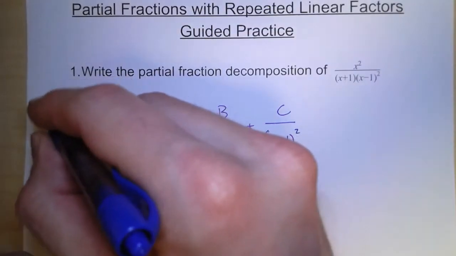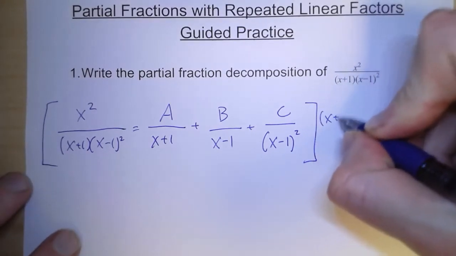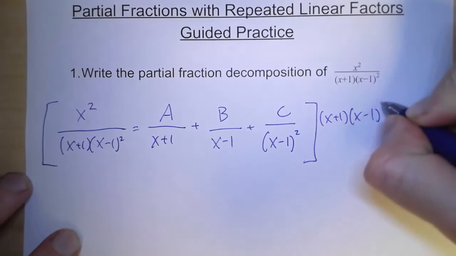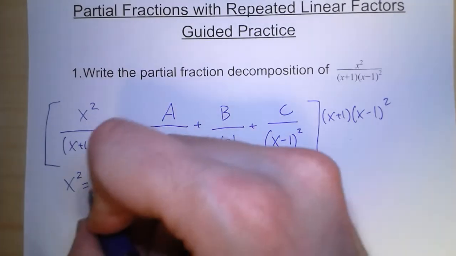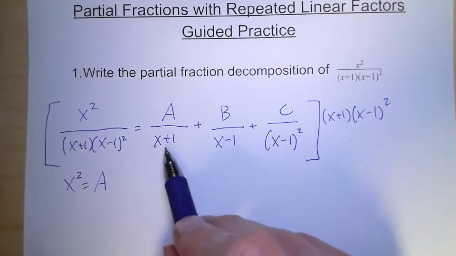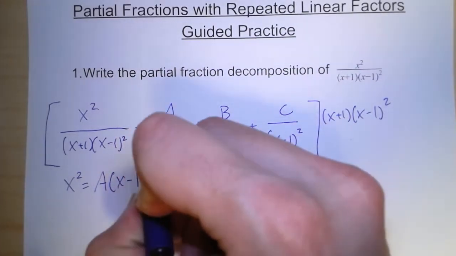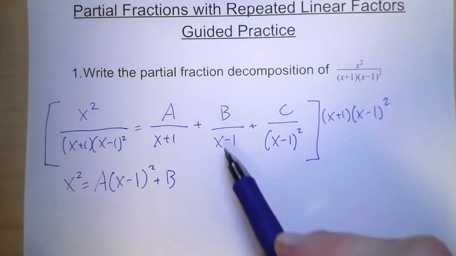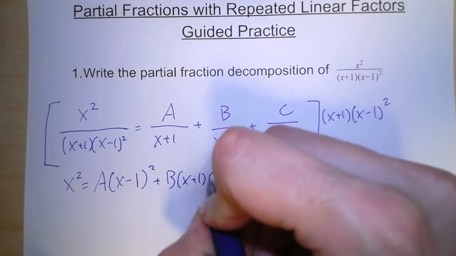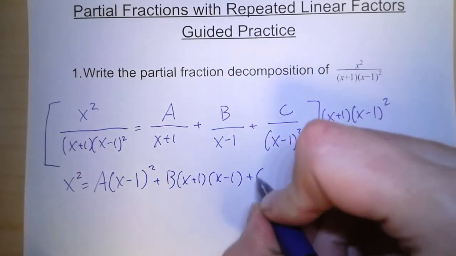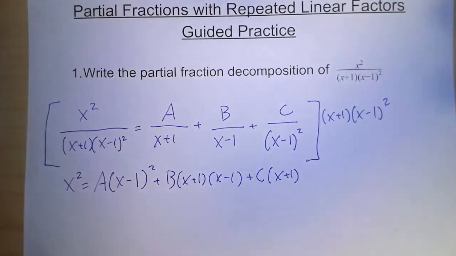It's just squared. So now we're going to multiply by this denominator, x plus 1 times x minus 1 quantity squared. So when we do that, we have x squared on the left. We have a times, now the x plus 1 will cancel, leaving quantity x minus 1 squared. For b, one of the x minus 1's will cancel, leaving an x plus 1 and an x minus 1. And then for c, both the x minus 1's cancel out, leaving just x plus 1.